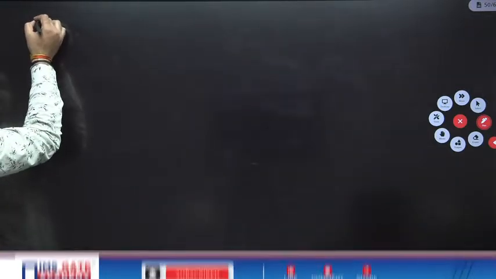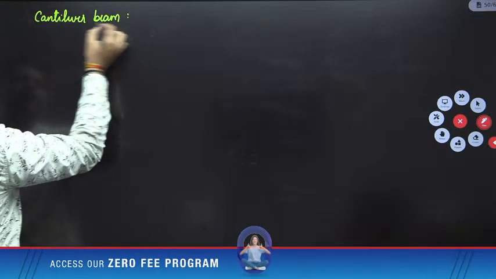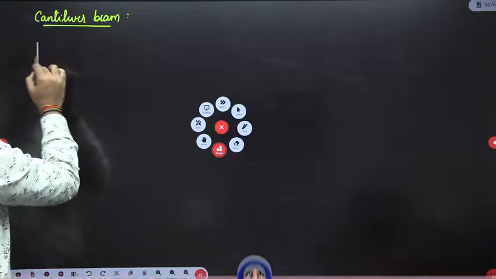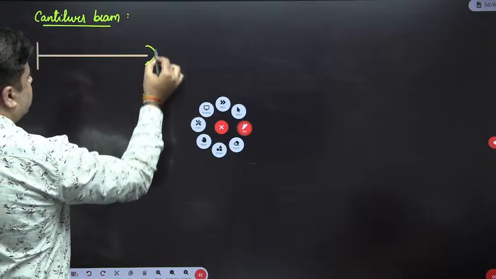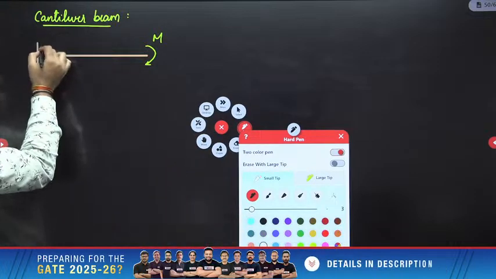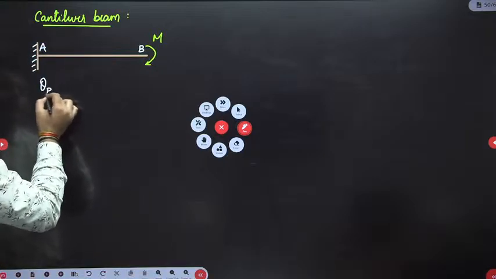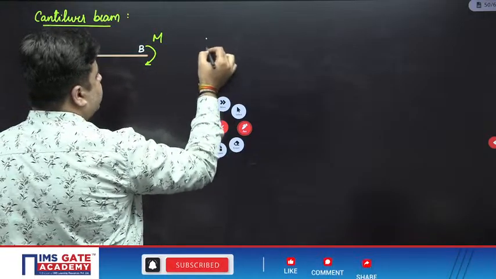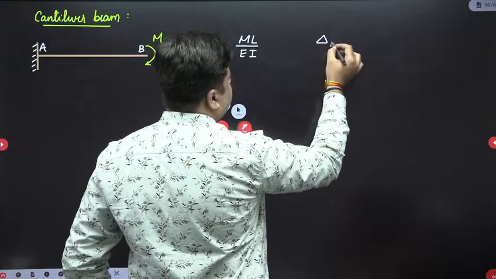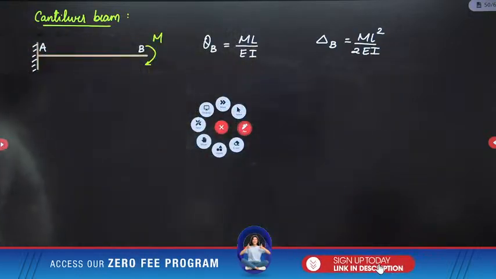So if you have a cantilever beam, and the cantilever beam is subjected to moment M, and these are your 2 points A and B. So due to this moment M, theta B is equal to ML upon EI, and delta B is equal to ML square upon 2 EI.